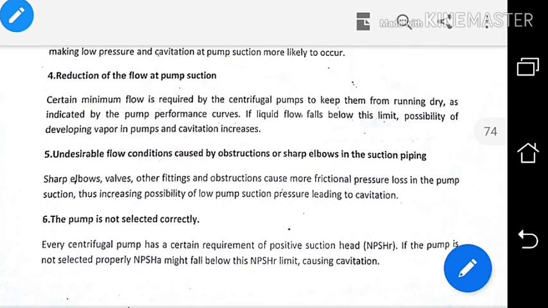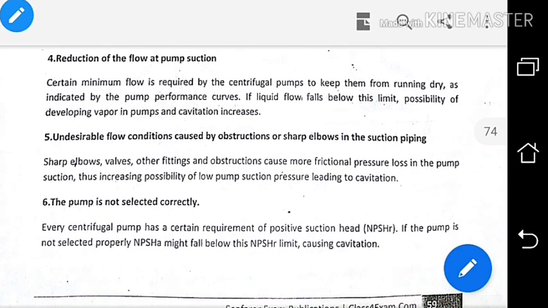The pump is not selected correctly. If the available NPSH falls below the required limit, it causes cavitation. The manufacturer gives a required limit of NPSH required for a pump, and if you are not maintaining that, for example if you install the tank below the pump and make the NPSH available much less than the required, then it will cause cavitation.